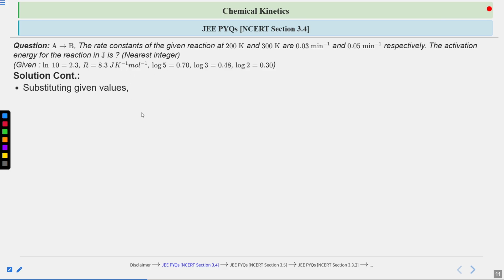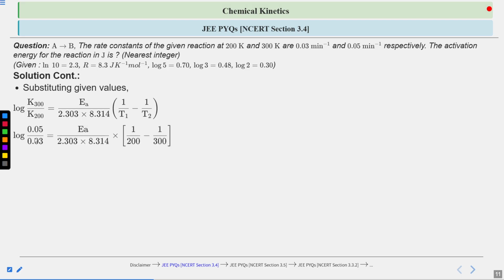So you have to substitute these given values. The equation will become log of K at 300 Kelvin divided by K at 200 Kelvin is equal to EA, the activation energy, divided by 2.303 into R. The R value we have to take as 8.314, or you can also take it as 8.3. Multiply by 1 by T1 minus 1 by T2.